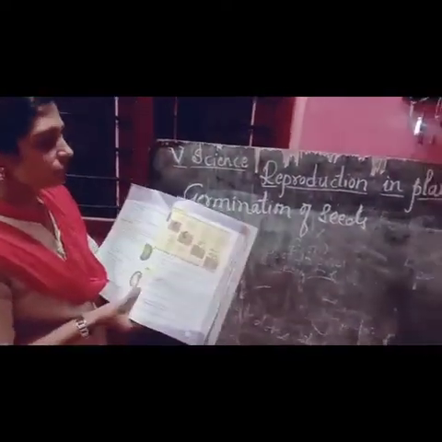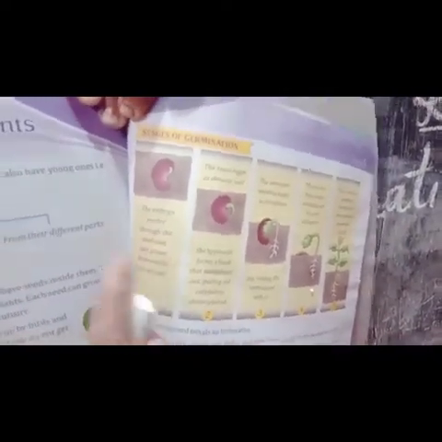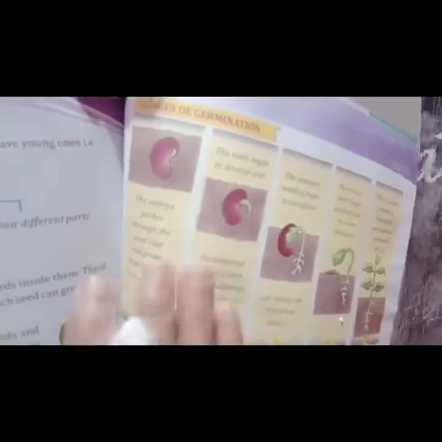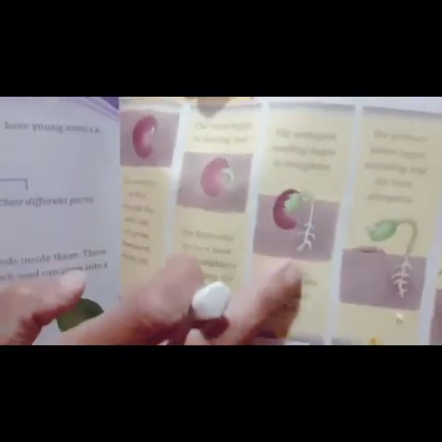Here you can see different stages of germination. Here this one is the embryo. The embryo is green in color, you can see. The embryo pushes through the seed coat and starts growing downwards into the soil. It's the radicle. The roots begin to develop. Here now the roots begin to develop.